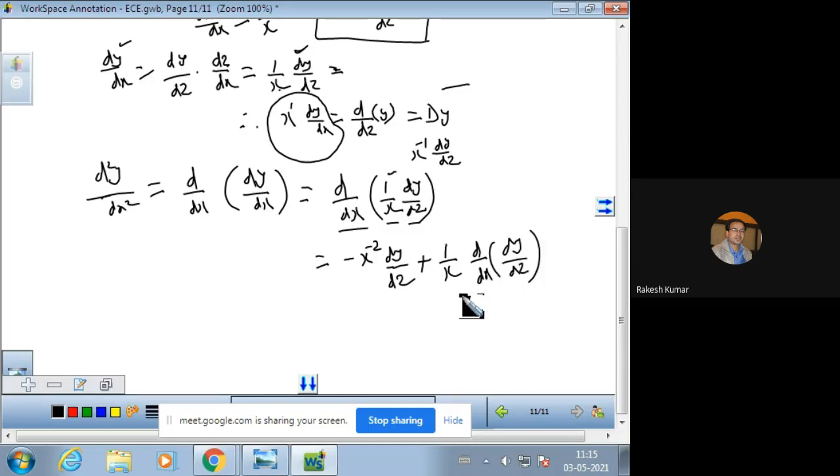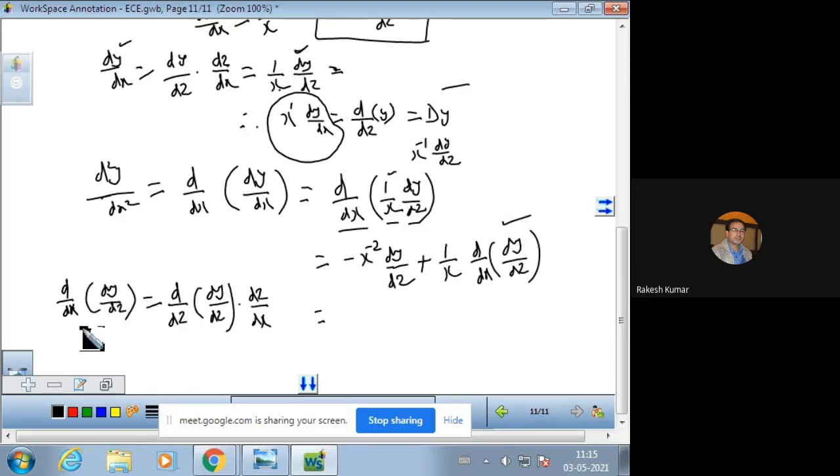We need to substitute, and d²y/dx² value can be computed separately here. d/dx of dy/dz can be written as d/dz of dy/dz into dz/dx. This is a small trick which we have to use for finding out the value of this term, because this is the derivative of y with respect to z. So we cannot find out the derivative with respect to x directly.